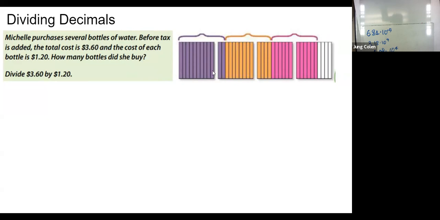that each square can be broken into 10 equal pieces. So if this is $1, only 1 part out of 10 has to be how much? If this whole square is $1, 1/10 of that should be 10 cents, right? So I have 10 cents, 20 cents, 30, 40, 50, 60, 70, 80, 90, 100 cents, which is $1. Do you see the representation?